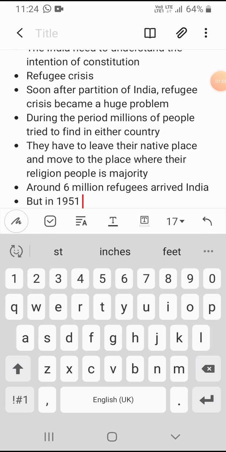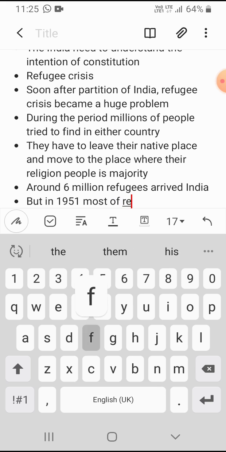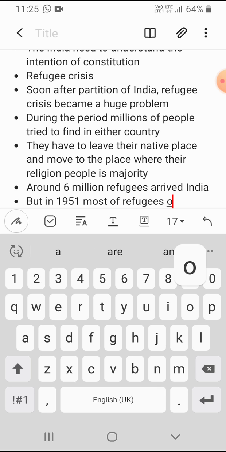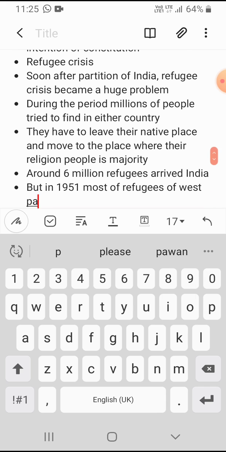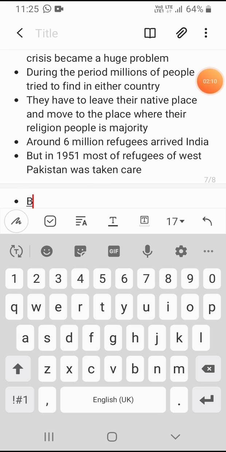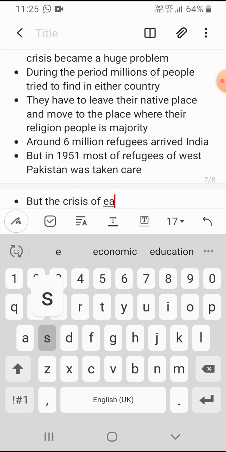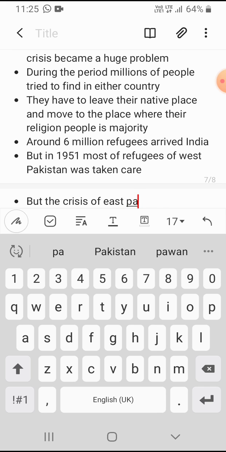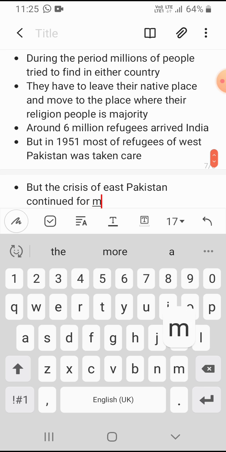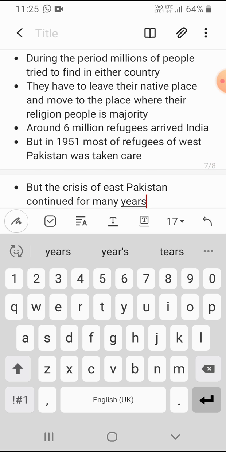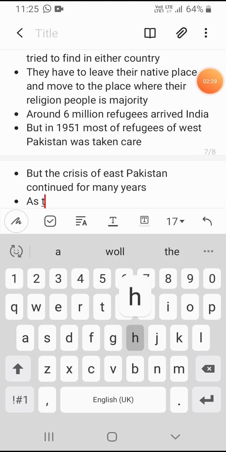But by 1951, most of the refugees of West Pakistan were taken care of. But the crisis of East Pakistan, which means Bangladesh, continued for many years. The problems continued for many years. There was communal violence.